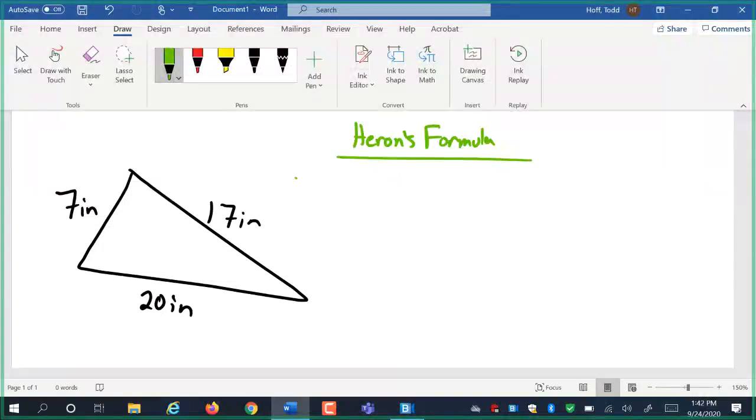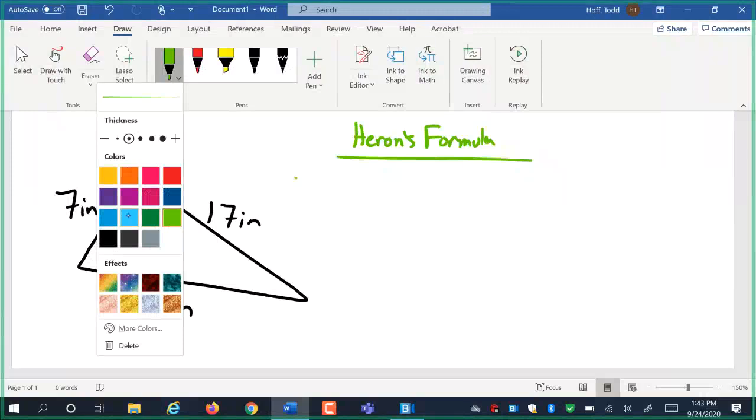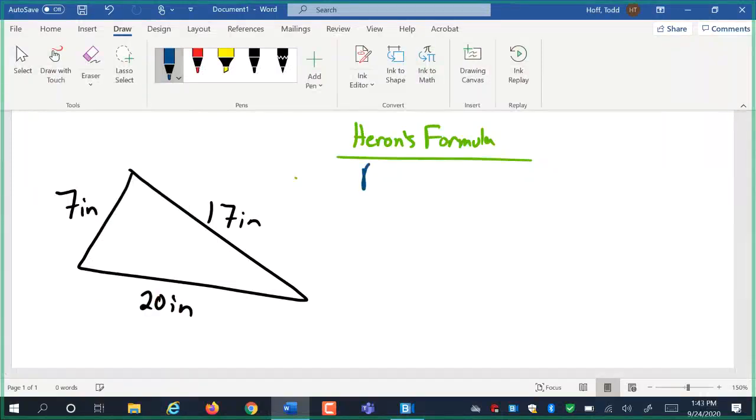So if you recall from yesterday, there's something called Heron's formula, sometimes referred to as Hero's formula, for finding the area of a triangle when all you have are the 3 sides. To find that area, find the perimeter. Well, the perimeter for a triangle is pretty simple. We just add up the sides. So 7 plus 17 is 24, plus another 20 is 44 inches.